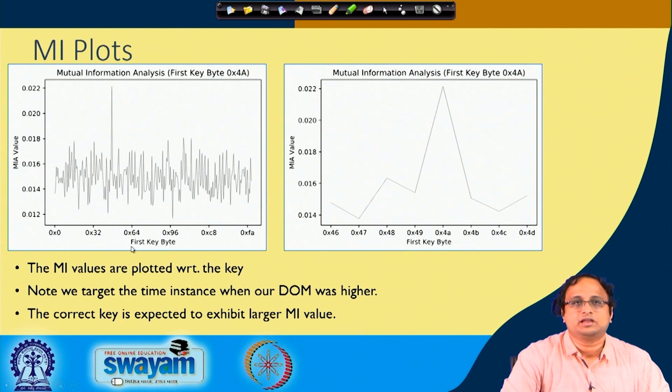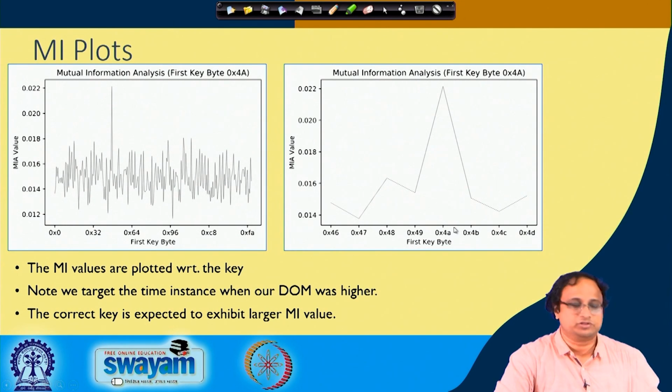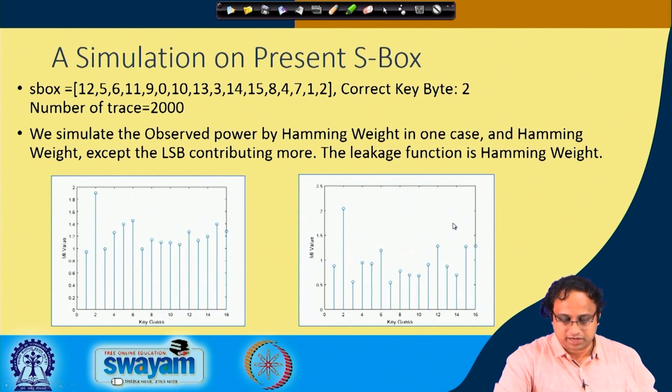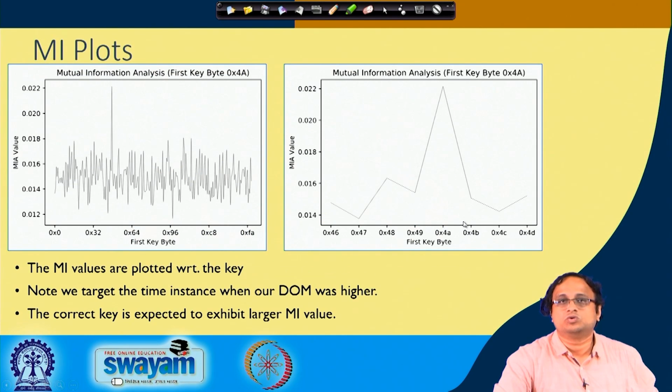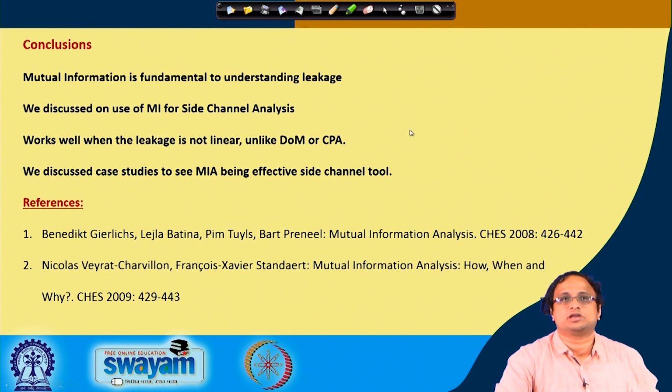Again, you can observe that for the correct key guess you will get a peak here, and here is a zoomed version. So, you can see that the key is quite visible. Again note that if you go back and see, the correct key was 4A, and indeed right at the 4A position you get a peak here. Okay. So, this shows very nicely that the mutual information attack works, and it is working correctly.